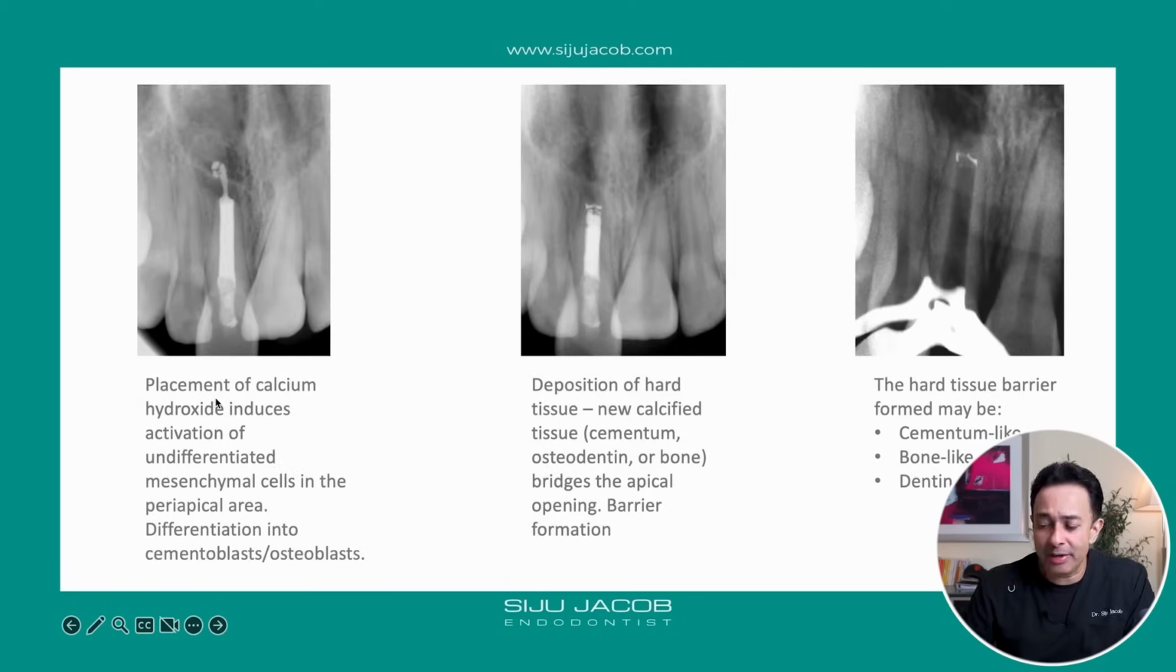And in an apexification, what we are trying to do is put calcium hydroxide, and this calcium hydroxide will induce a mild irritation, which will promote undifferentiated mesenchymal cells in the apex. They get activated, then differentiate into cementoblasts or osteoblasts, and start depositing hard tissue. This newly calcified tissue could be either cementum, osteodentin, or bone. This bridges the apical opening. So you're looking at a natural barrier formation.